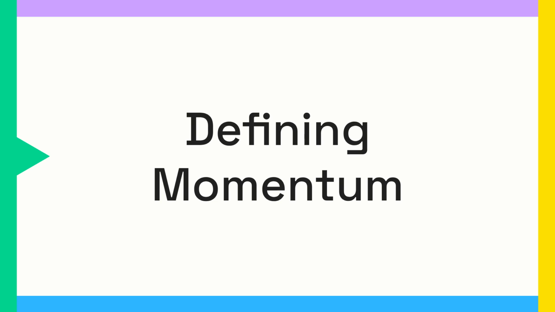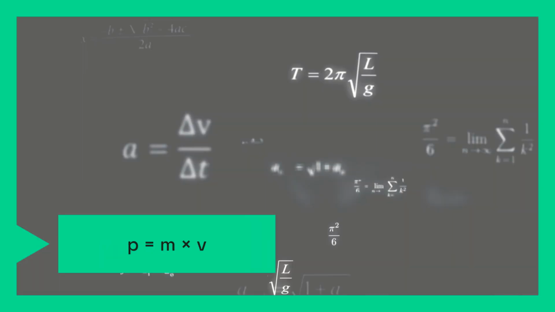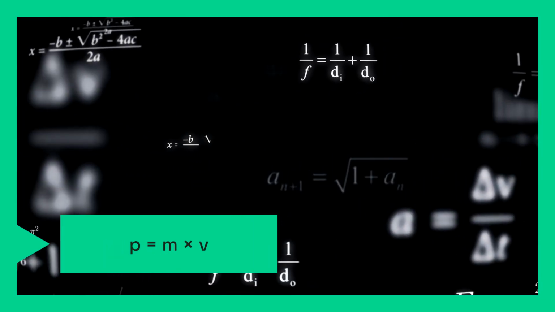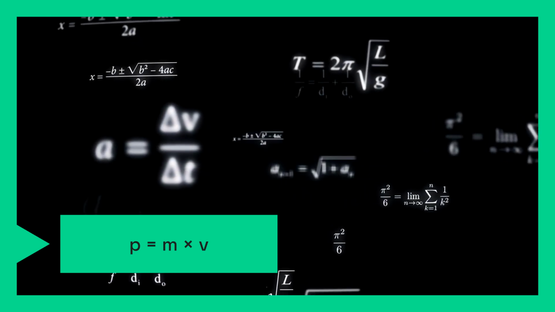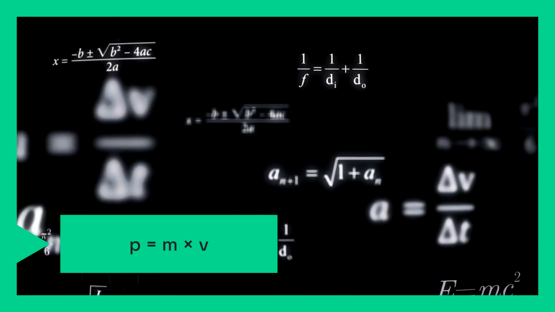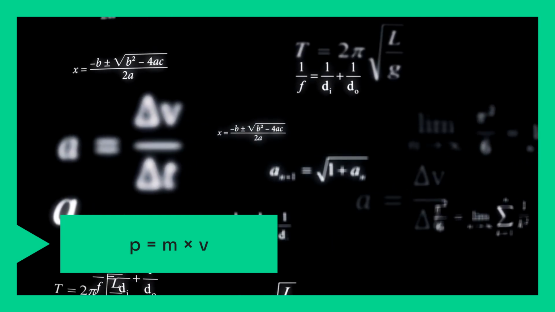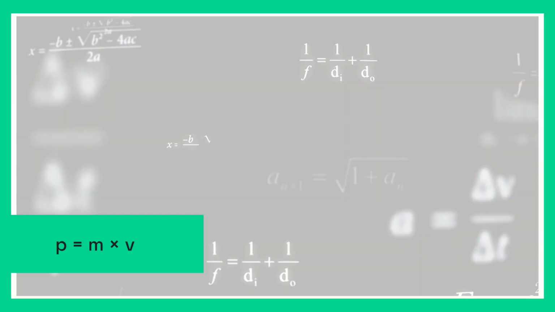Let's begin by formally defining momentum. What is momentum? Mathematically, it is the product of an object's mass and its velocity. Think of it as a measure of an object's motion. The more momentum an object has, the harder it is to stop. Note the units: kilogram meters per second.